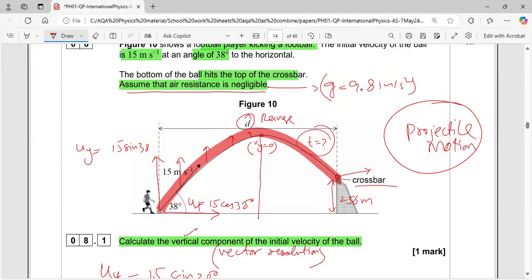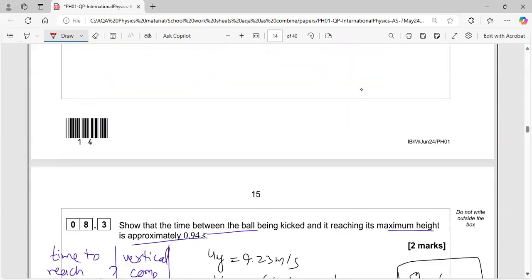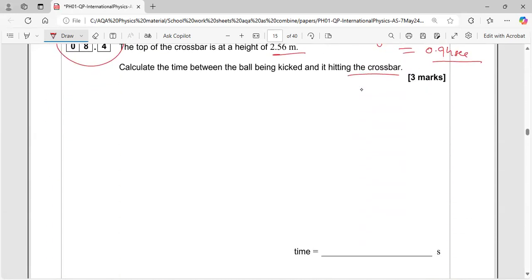And remember, you have already calculated the time to reach maximum height. That was 0.94 seconds. You're done with that. So just find the time from the top to this, and then add that in. So that will be your total time. For time, we use the vertical component. So we will be starting from here; this will be our start point. Okay, so I'm going to draw this diagram over here. Let's say this is the crossbar, and this is the highest point.